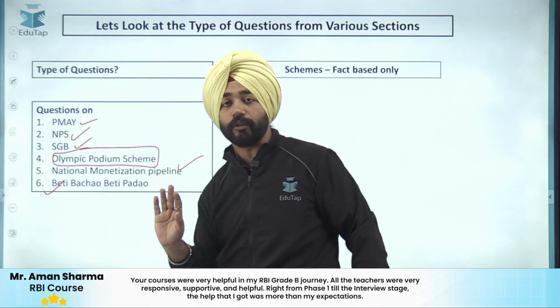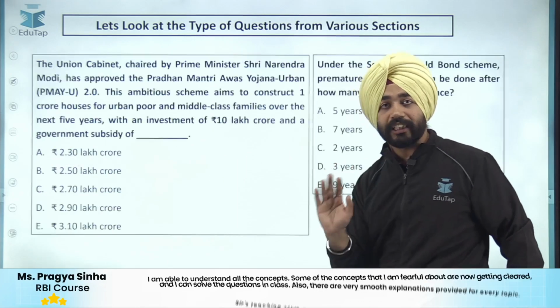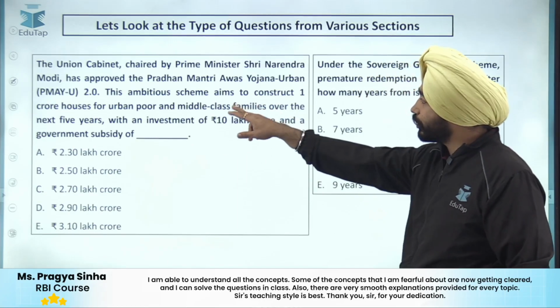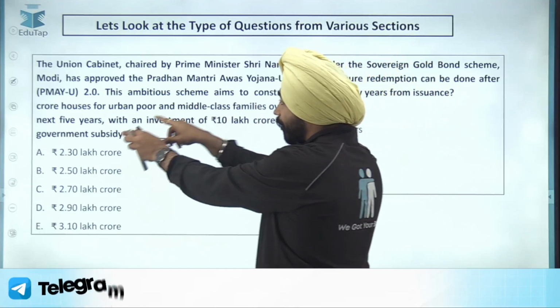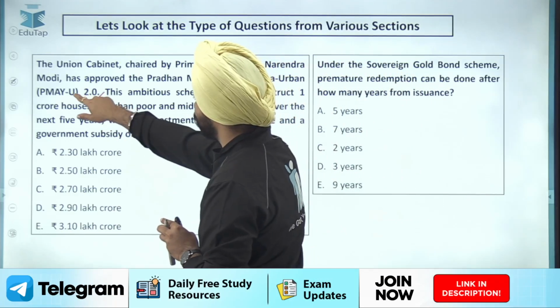All of them were seen in news. It's not that they were not seen in news. So that is the criteria here. Look at the questions here. The question is: Pradhan Mantri Awas Yojana was updated. So it has been written that an updation has been done here.